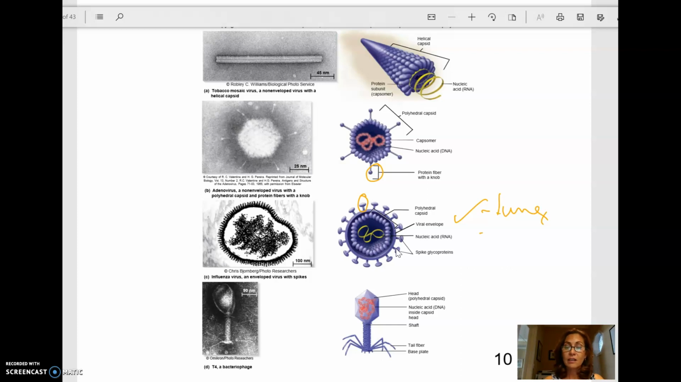It can infect the throat. It infects mucous membranes.